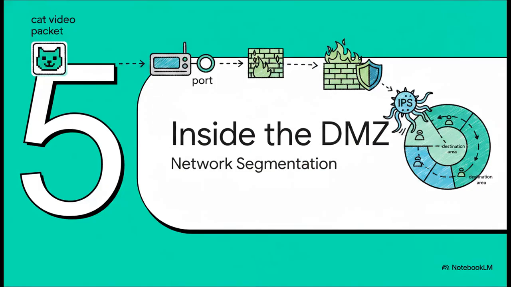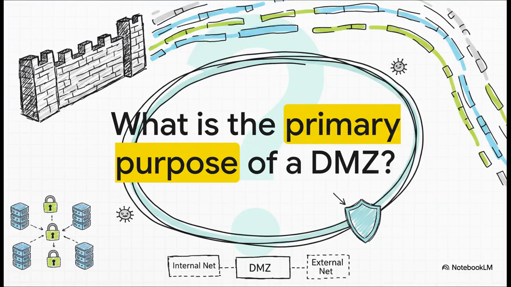Almost there. Section 5. Inside the DMZ. Our brave little cat video packet has survived the models, it found the right port, and it cleared the firewalls. We're finally ready to guide it to its final destination area. But first, let's pause for a quick practice question to test your learning. In network security, what is the primary purpose of implementing a DMZ, or demilitarized zone? Take a second to think about it.